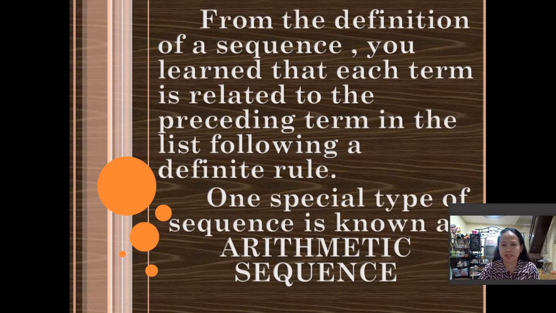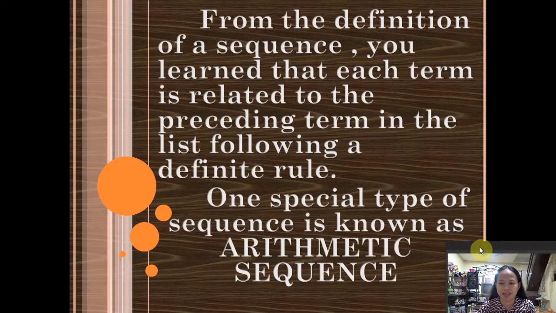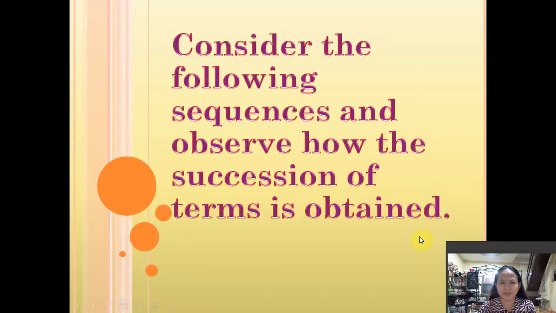Now, from the definition of a sequence, we have learned that each term is related to the preceding term in the list following a definite rule. And one special type of a sequence is known as arithmetic sequence. Okay, so what is an arithmetic sequence?